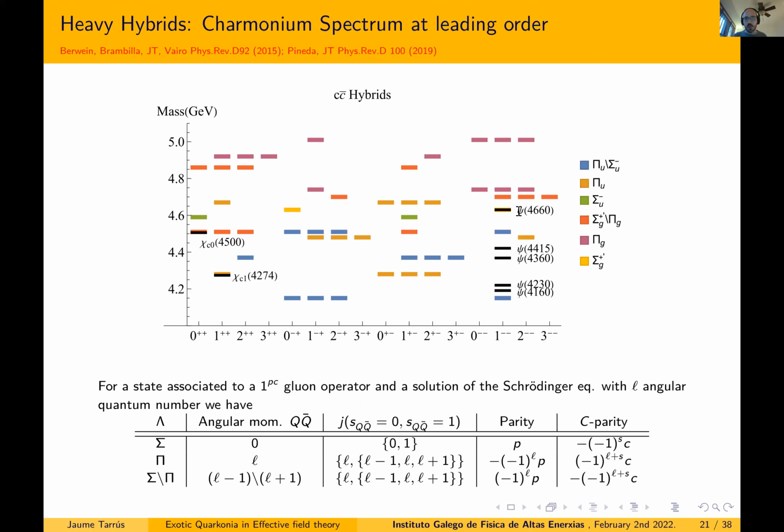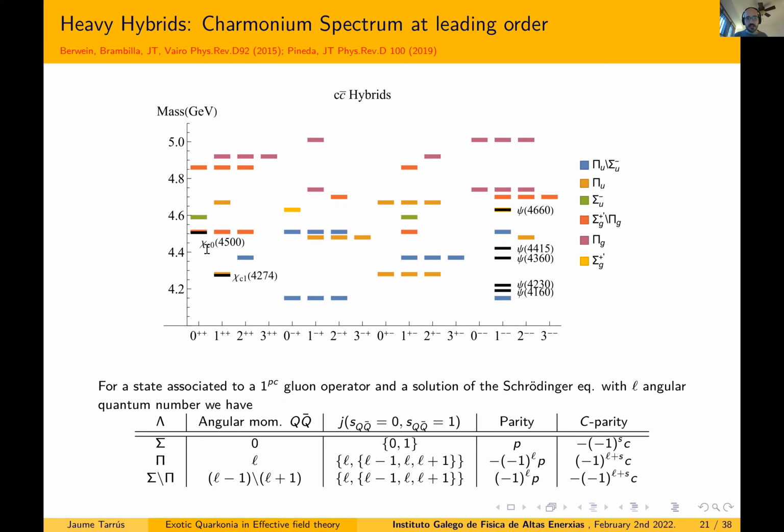Here, the color is coding the static states that contribute to each one of these states. And you can see that they appear in degenerate multiplets corresponding to different heavy quark spin states, because at this point we are not including corrections depending on the heavy quark spins.